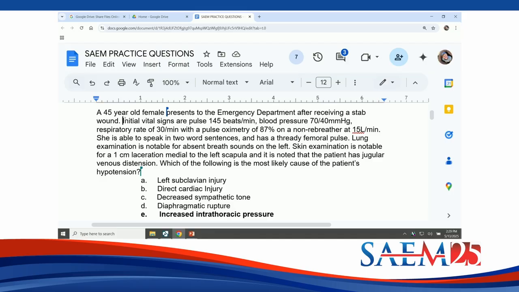All right, so stab wound, right? We got these vitals. She's able to talk, thready pulse, so we know she's shocky. That's good. Absent breath sounds on the left, stab wound midline back. I think this is pretty good. Now we're cueing the decrease and decrease. I think that's okay because you have them both in equal amounts. So I think that's okay.